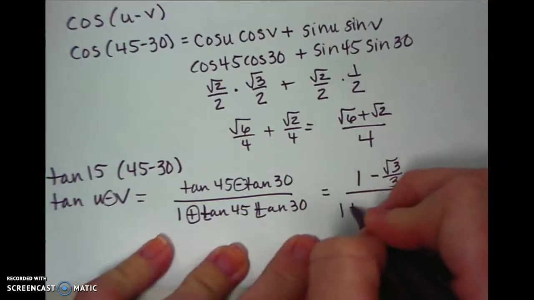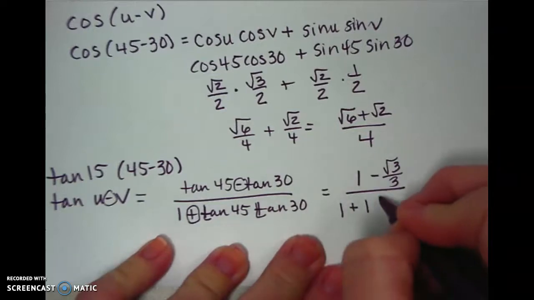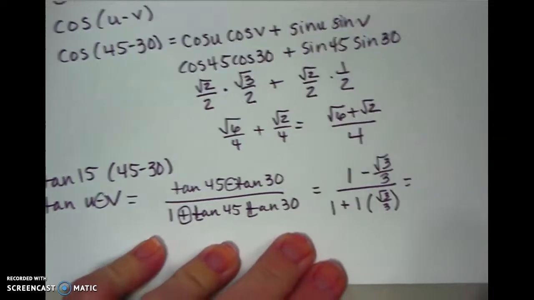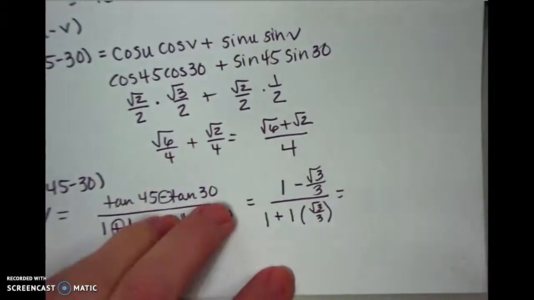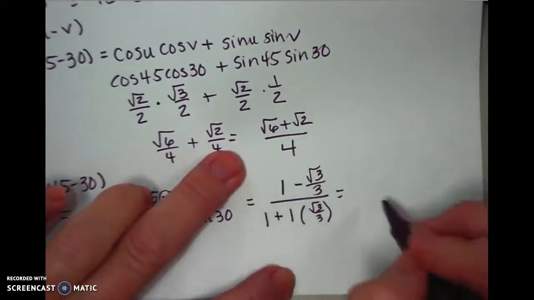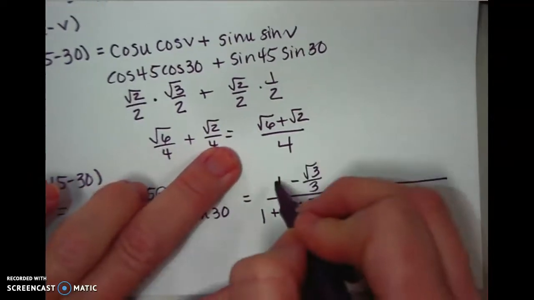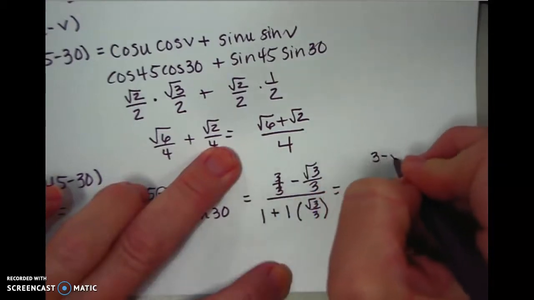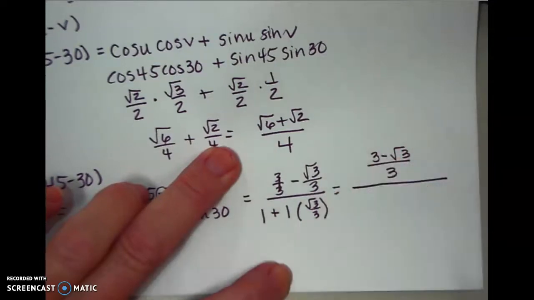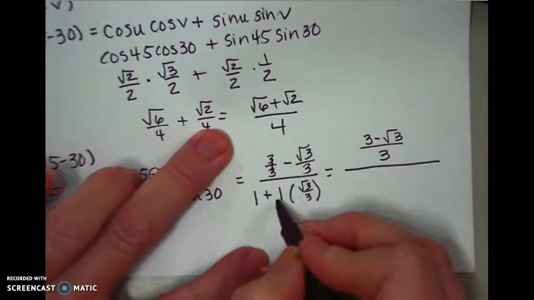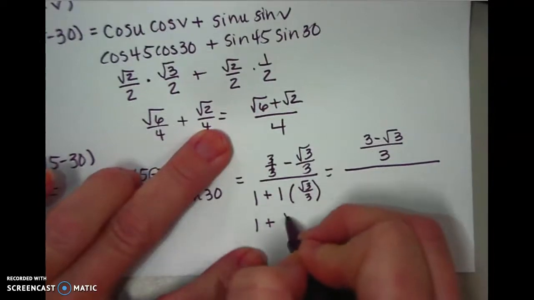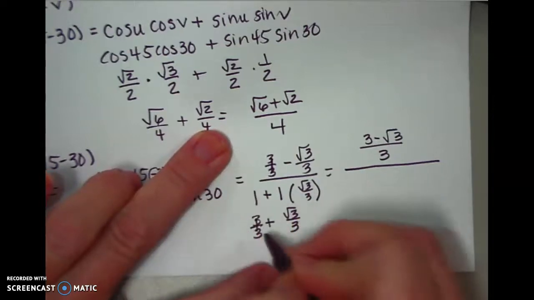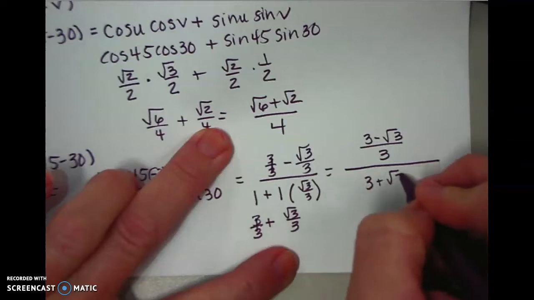Over 1 plus the tangent of 45 times the tangent of 30. So now we have some fractions within a fraction. I need a common denominator on top. I'm just going to focus on the top for a second. 1 is the same as 3 over 3, so this now is 3 minus the square root of 3 over 3. On the bottom, we have 1 plus 1 times the square root of 3 over 3. Again, this is the same as 3 over 3, and we have 3 plus the square root of 3 all over 3.